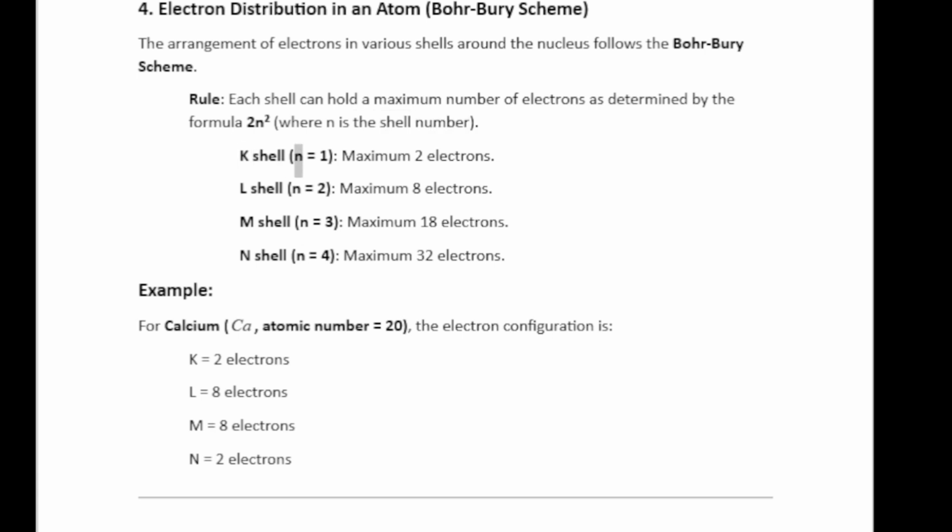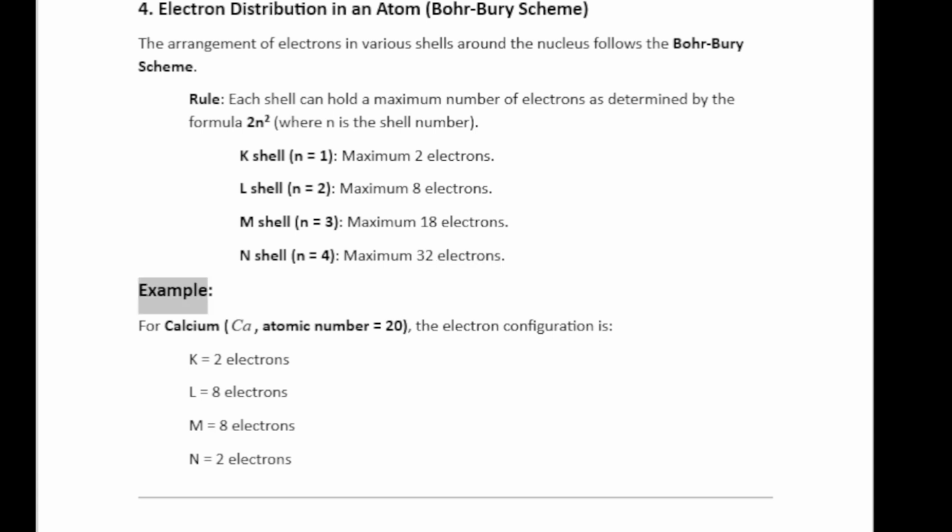K shell, n is equal to 1, maximum 2 electrons. L shell, n is equal to 2, maximum 8 electrons. M shell, n is equal to 3, maximum 18 electrons. N shell, n is equal to 4, maximum 32 electrons.